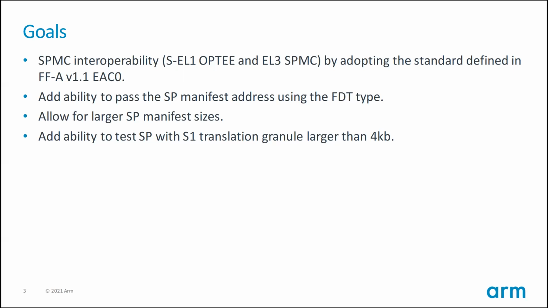So in implementing this feature in Hafnium, the goals were to provide SPMC interoperability between the various versions of the SPMC, and add the ability to pass the SP manifest to the SP. Whilst pursuing these objectives, we tried to tackle a few other, let's say, secondary goals. One of them was to allow packaging large SP manifest sizes into the secure partition package, which I'm going to talk about further down the implementation, and to allow testing SPs with translation granules other than 4K.